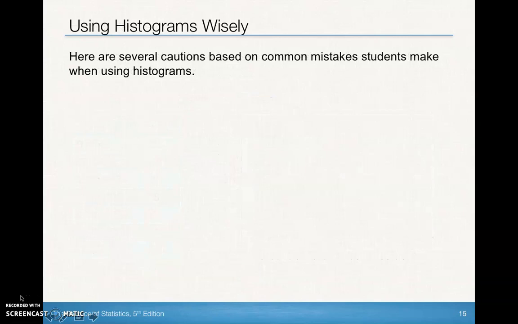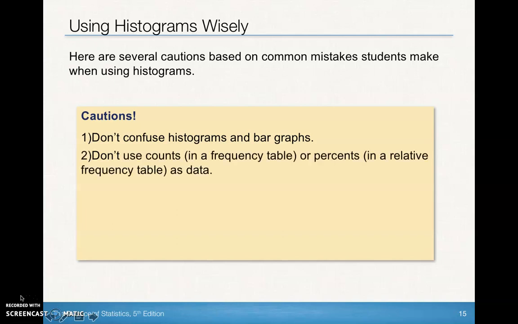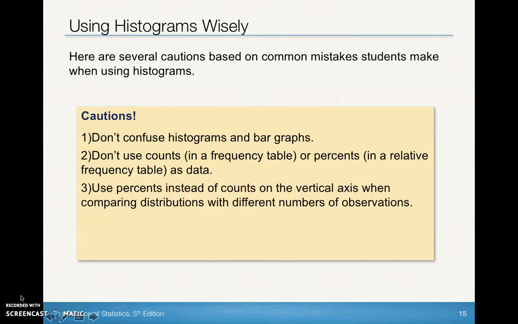So we want to make sure we use histograms wisely. You want to be careful that you don't confuse histograms with bar graphs. The difference between a histogram and a bar graph is a histogram displays quantitative data and a bar graph displays categorical data. So you want to be careful about that. Don't use counts or percents as data. So you're not going to categorize counts in an interval. You are counting how many fit into an interval.